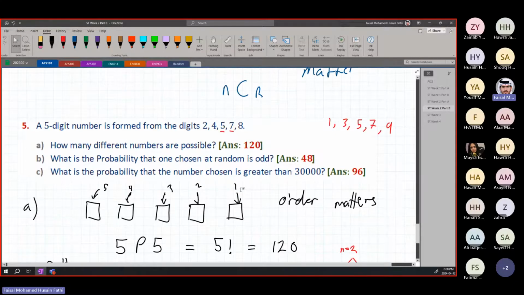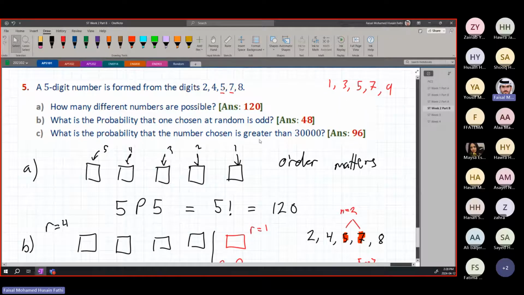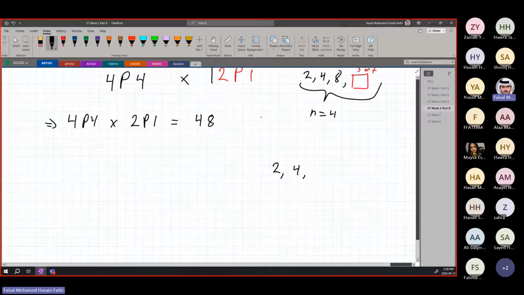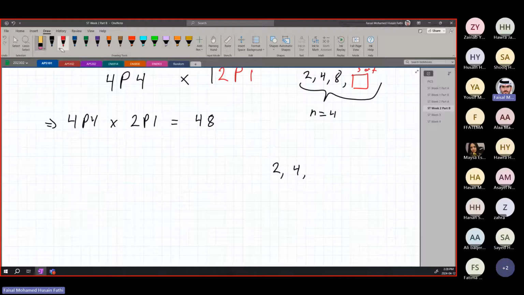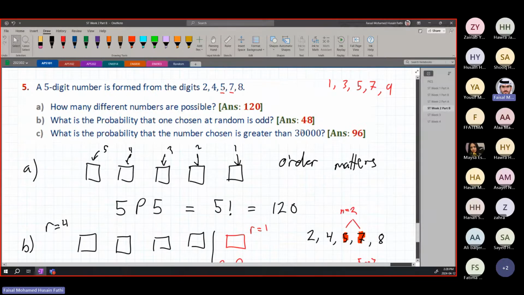And yeah, that's pretty much it. What about the last part, part C? What is the probability that the number chosen is greater than 30,000? So again, the numbers we have are 2, 4, 5, 7, and 8. For this part, what is important is the very first number we have. The very first number has to be 3 or larger, because we want the number to be greater than 30,000.